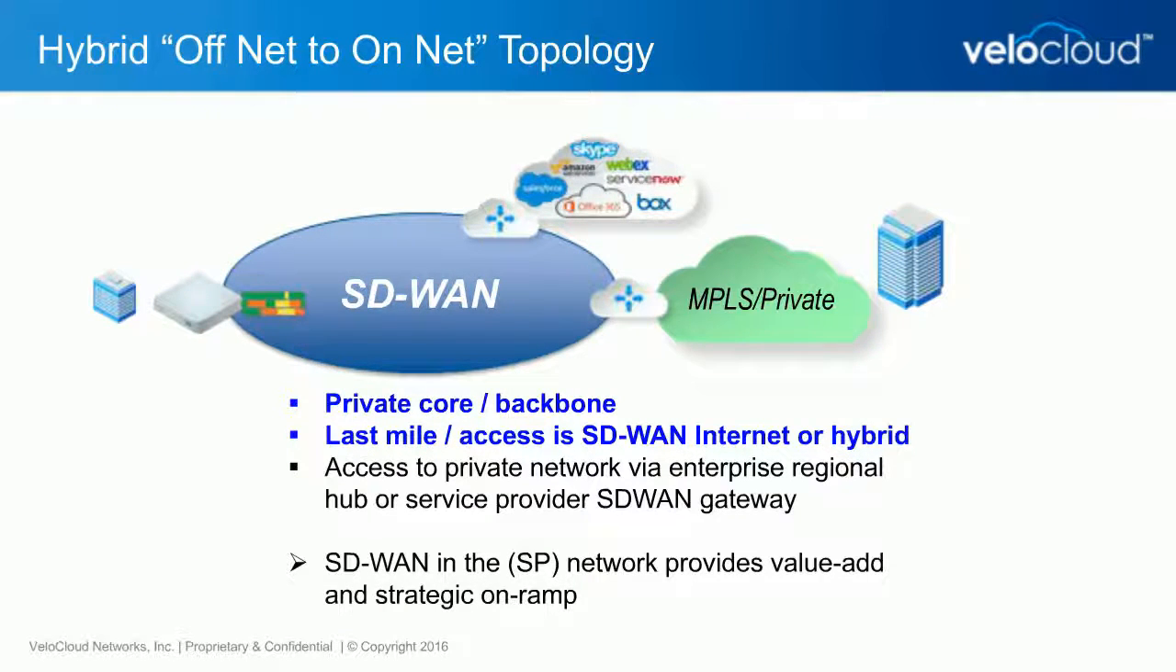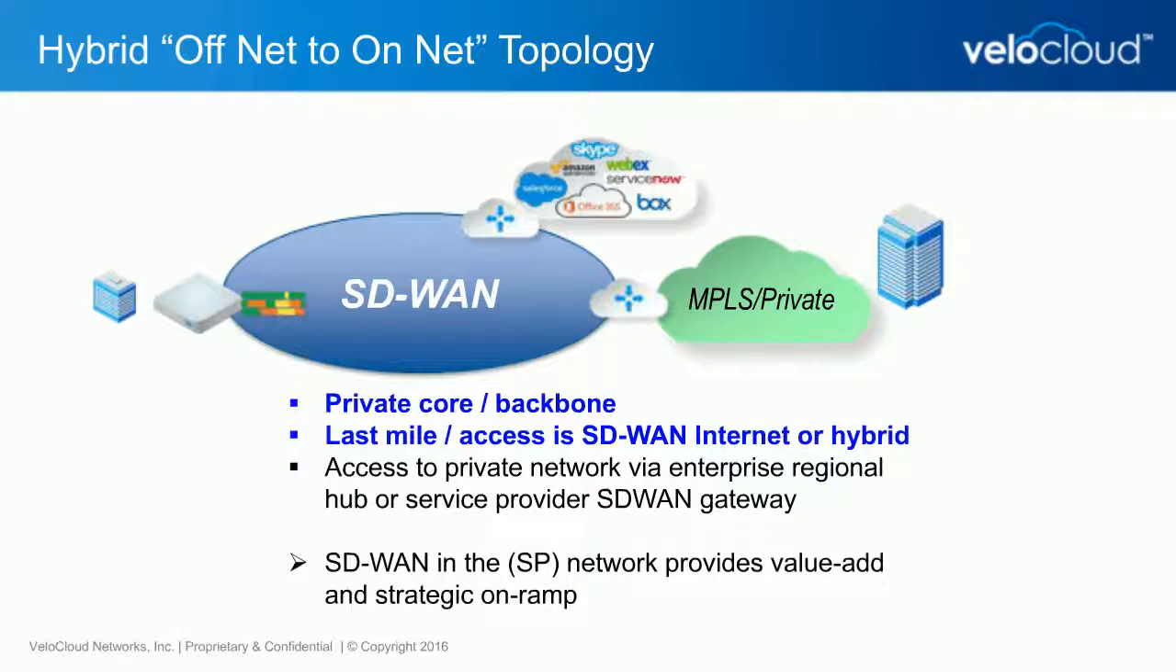Now the access from one to the other can be either through a regional SD-WAN hub that's installed in an enterprise site that also has a connection to the backbone. So that do-it-yourself is not shown in the picture, but that's an option. But really, most efficiently, this should be offered as a managed SD-WAN service gateway by a service provider.